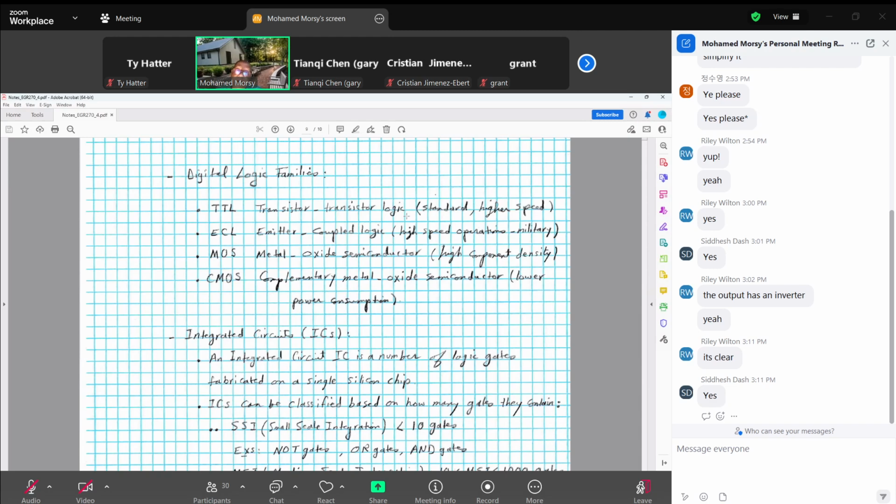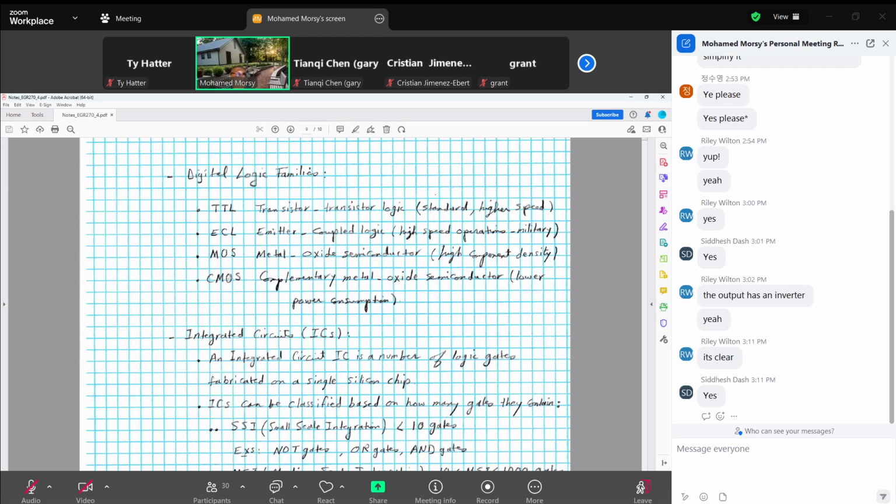High speed of operation, but the power consumption is high. For TTL, the power consumption is high. However, MOS or CMOS: MOS stands for metal oxide semiconductor. CMOS is almost the same; it's complementary metal oxide semiconductor.